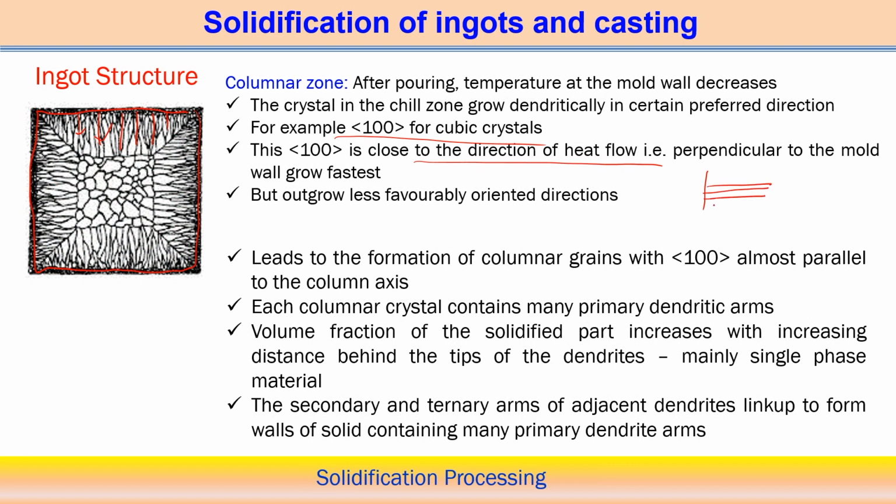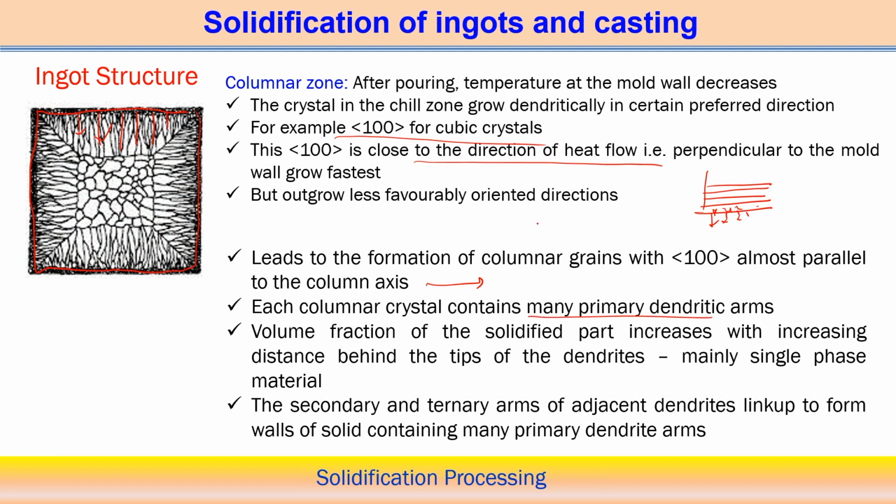So many parallel columnar grains will try to form, but growth in the lateral direction is very low in this particular case. So, growing with this particular structure in the columnar zone leads to the formation of columnar grains in the <100> direction, almost parallel to the columnar axis. We can observe this from the figure also, but each columnar crystal mainly contains many primary dendritic arms.